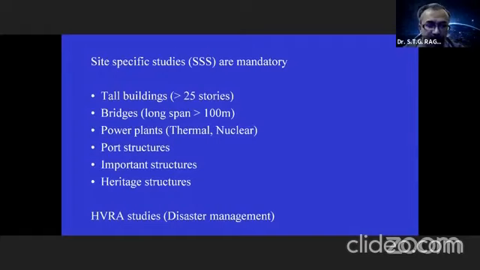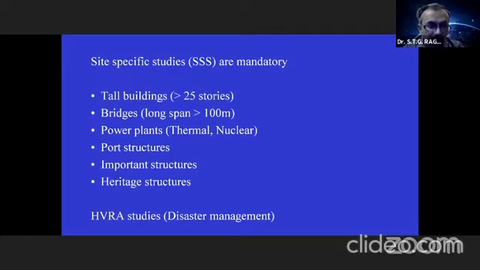If you're building a bridge with a span of more than 100 meters, or any power plant, say thermal or nuclear, you have to do the site specific spectra. Then for port structures and important structures like hospitals, airports nowadays, and heritage structures also, the clients are asking to obtain the site specific spectra. Here also we can obtain the site specific spectra from hazard approaches. But when you try to compare with our IS code, we have some issues.